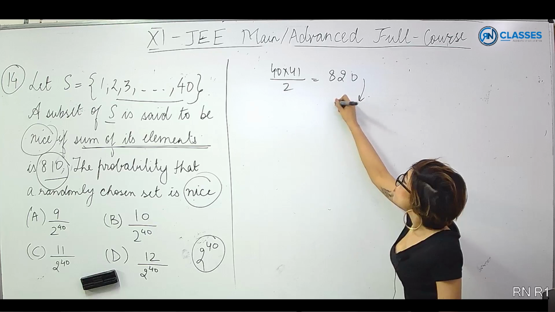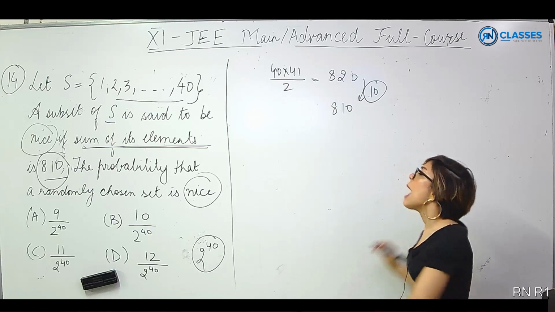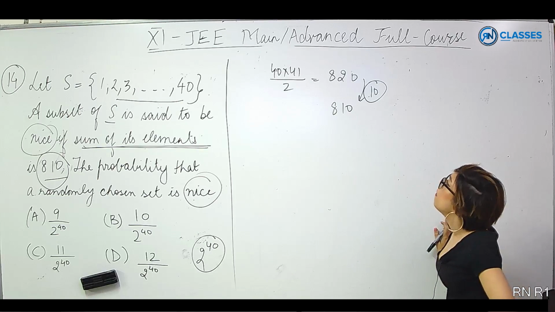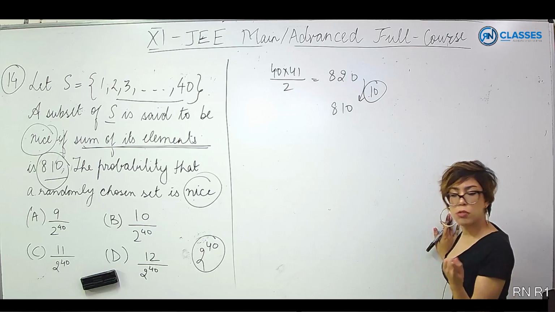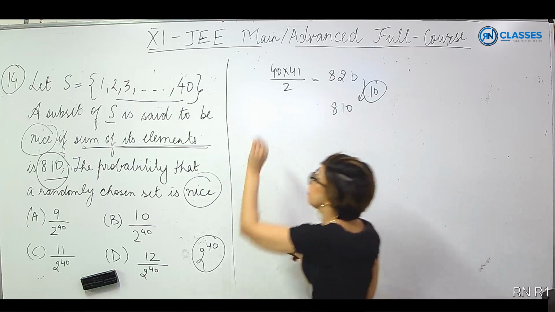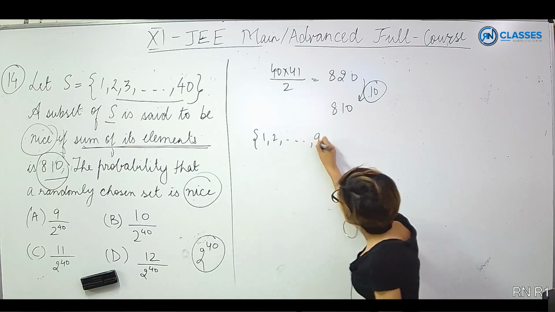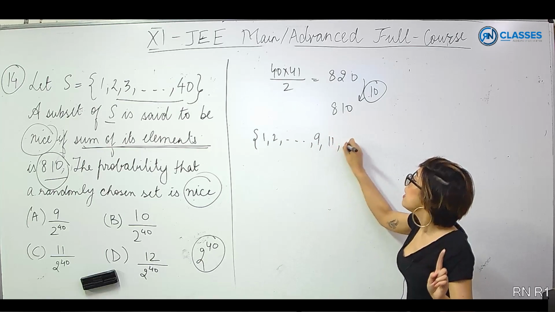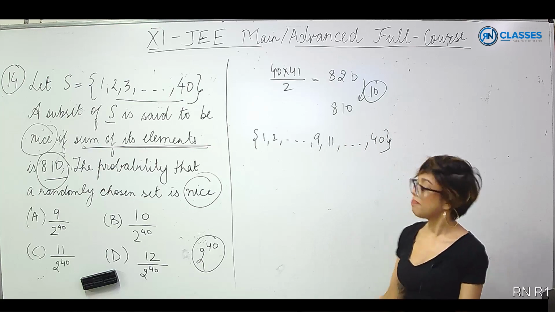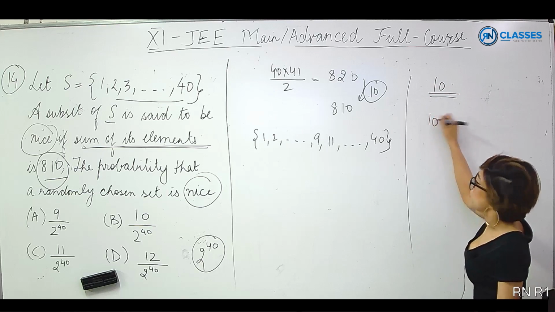So from 820 to 810 if I want to go, I need to subtract 10. That means I can remove those elements whose sum is 10. First, maybe I can just remove one element. One element and the sum should be 10. So obviously, I will remove 10. So my subset would look like 1, 2, so on, then 9, 10 is not there, so 11, then so on till 40. First nice subset. Right?